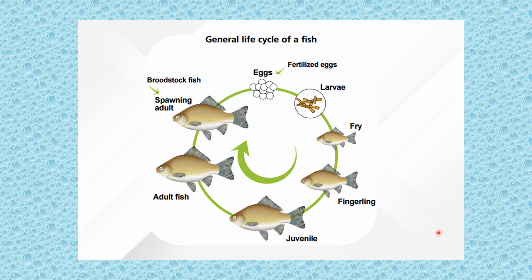I gave you an explanation for each and every word, every stage. The next is juvenile. The next stage is adult fish, that is after the juvenile, becoming an adult fish. And this you call a spawning fish, a spawning adult. We also call it a broodstock fish.